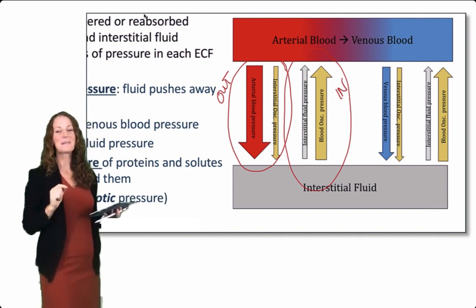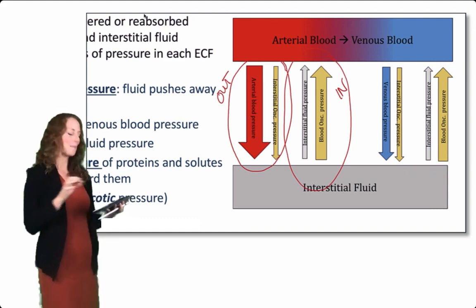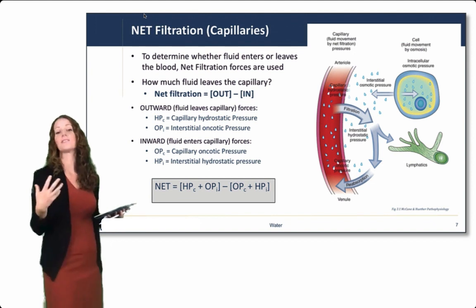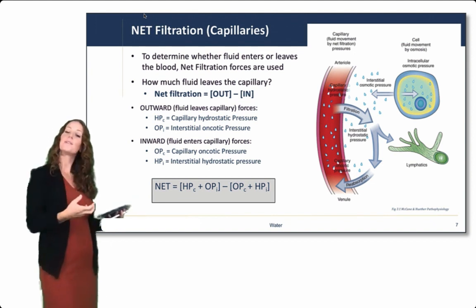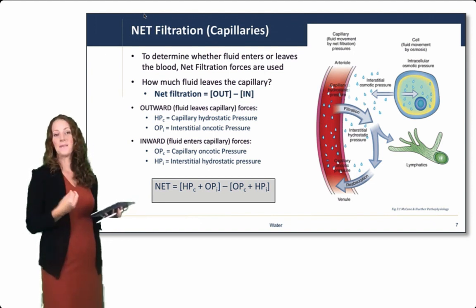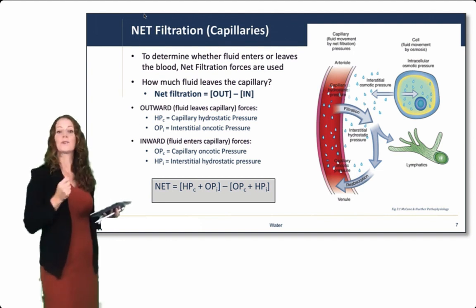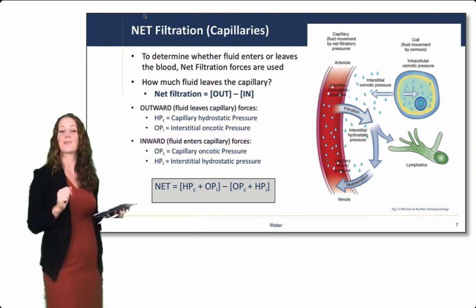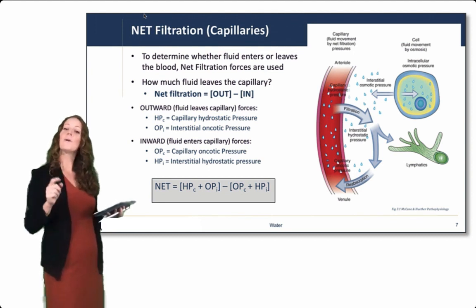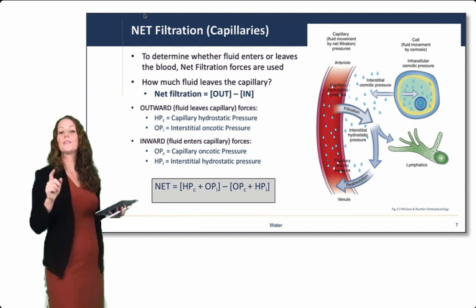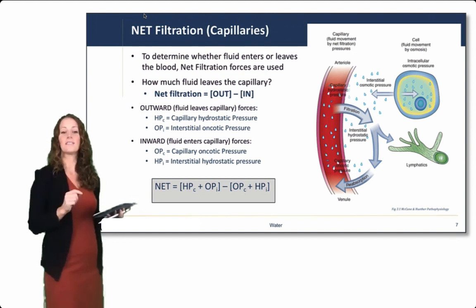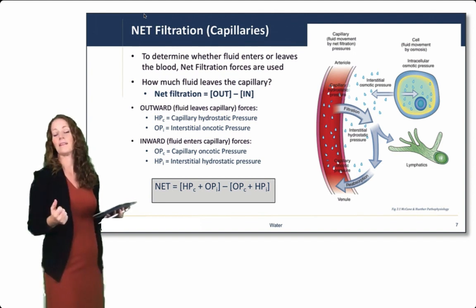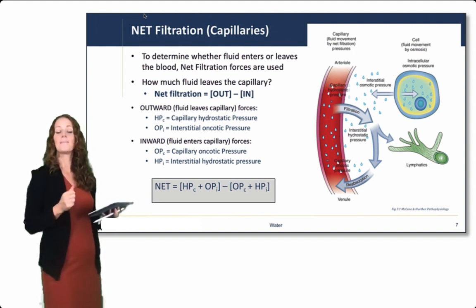I know this is a little bit complicated. We're going to spend a little more time on this. Overall, you can see that we're looking at these pressures to determine whether fluid enters or leaves the capillary. So this is a process of net filtration. If you don't already have a piece of paper with you, you should grab one because you're going to want to draw this. So to determine whether fluid enters or leaves the blood, we're going to look at the forces of net filtration. In other words, what is the net amount of fluid that leaves the capillary at any given point in time?